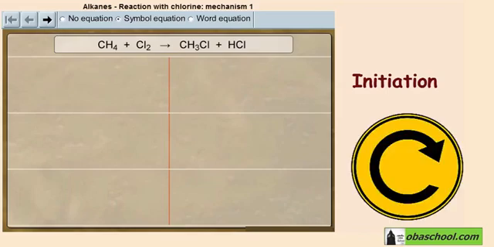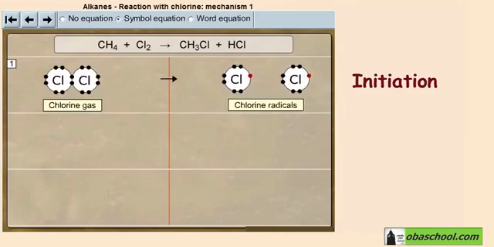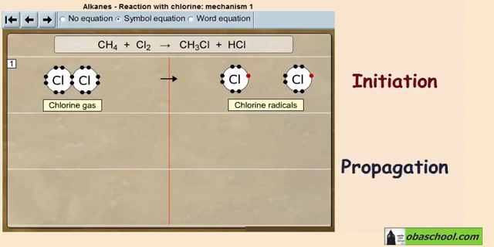So let's watch again the first step. In the first step, we have a chlorine molecule Cl2. In the presence of ultraviolet light, the chlorine molecule will split and two chlorine radicals will be produced. The next step is the propagation step, which consists of two reactions.